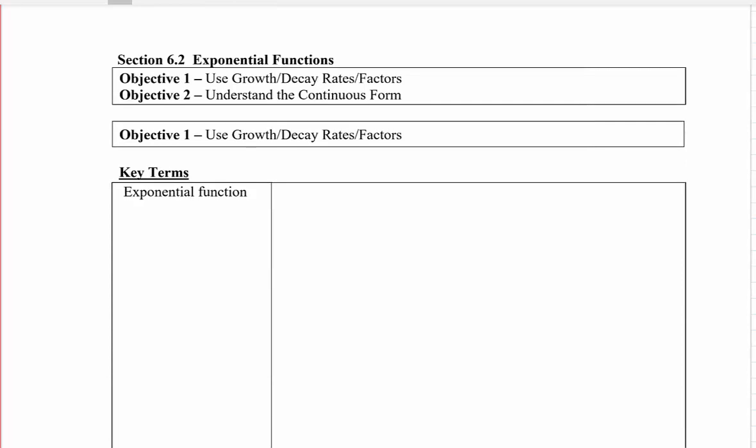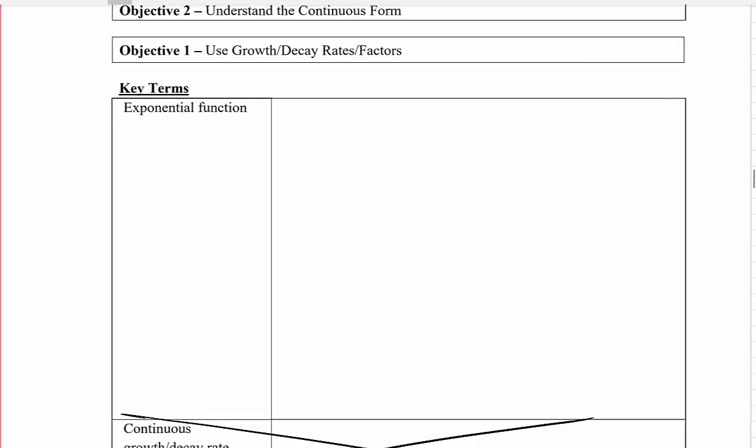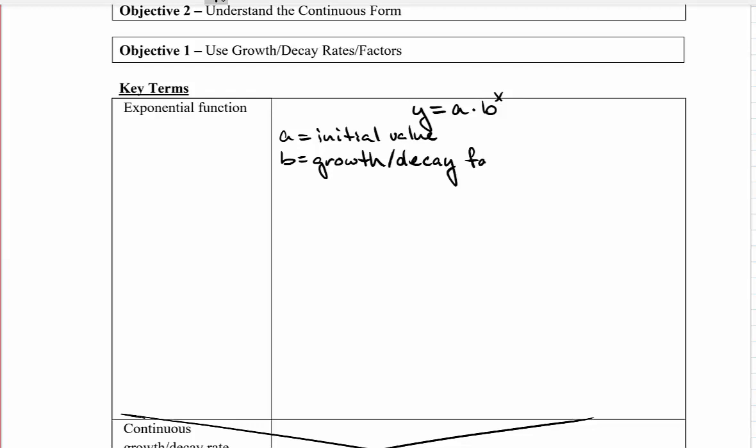Now, some of 6.2 we're going to skip over, but some of it I want to be very clear on so that you know what we're skipping and what we're not. In section 6.2, we are going to focus on exponential equations of the form a times b to the x. These are the kinds that we're going to use. A is called the initial value, and b is called the growth or decay factor. So it would be growth if the rate was positive. It would be decay if the rate was negative. And this is a factor. Keyword factor.